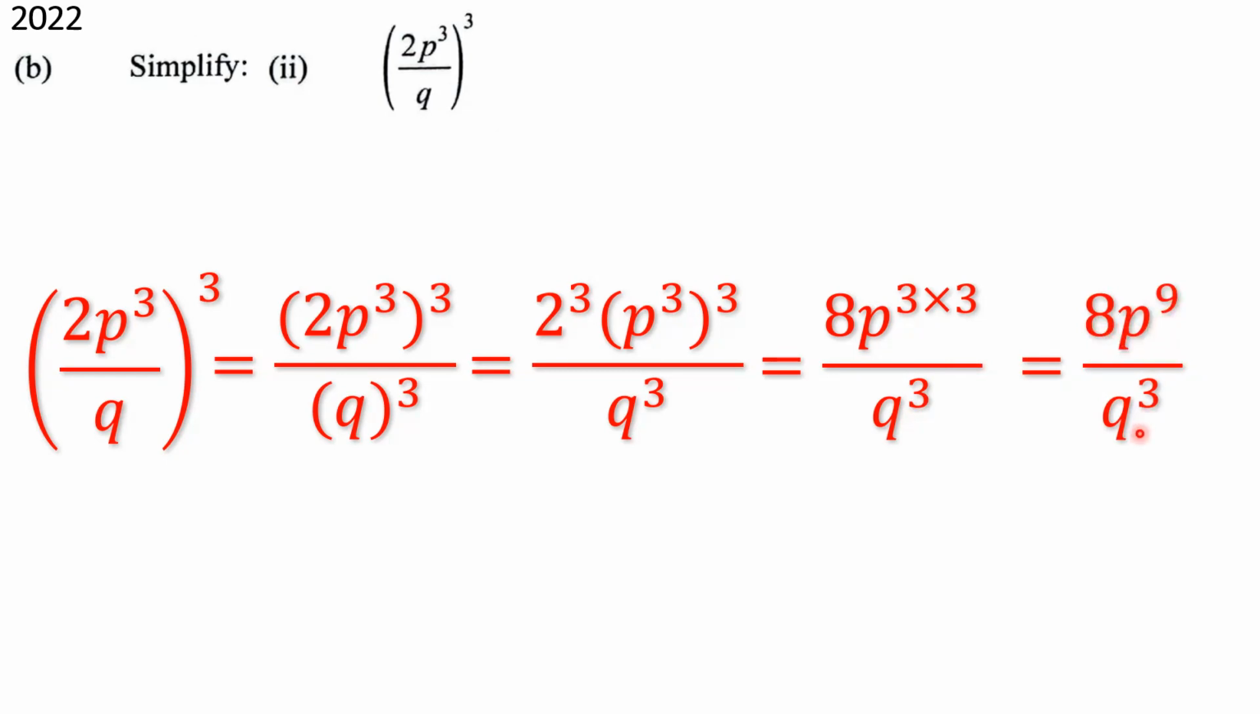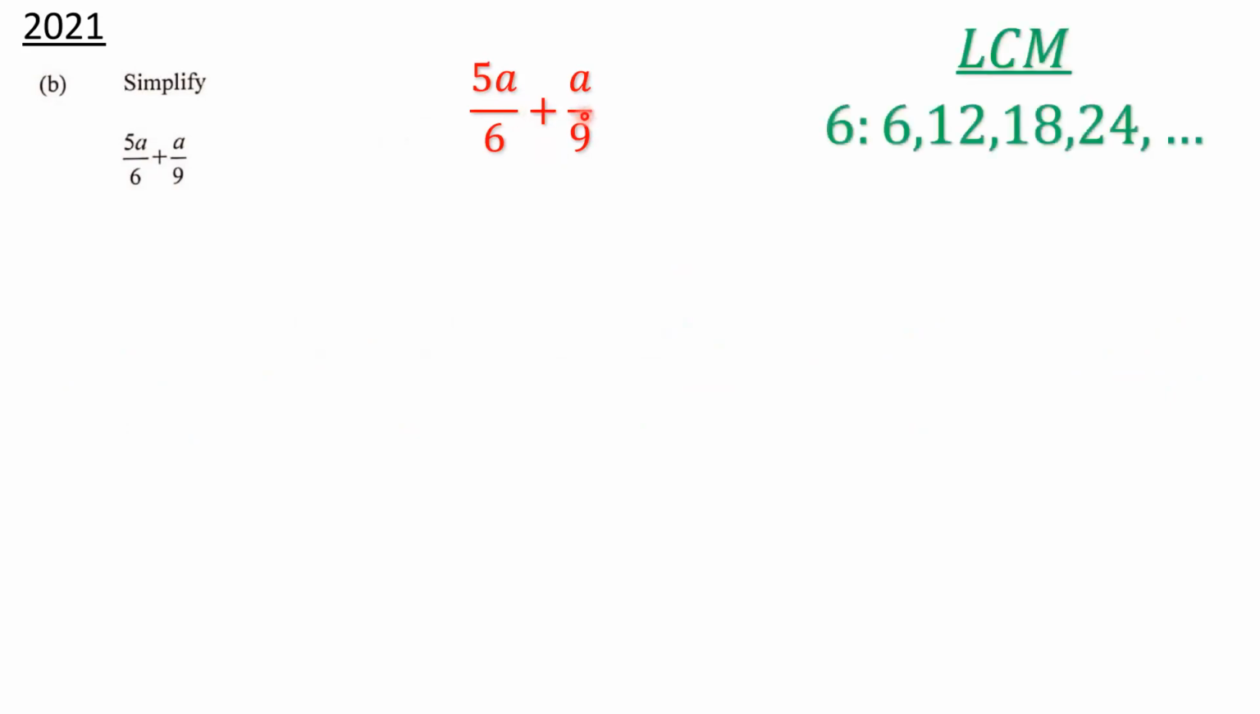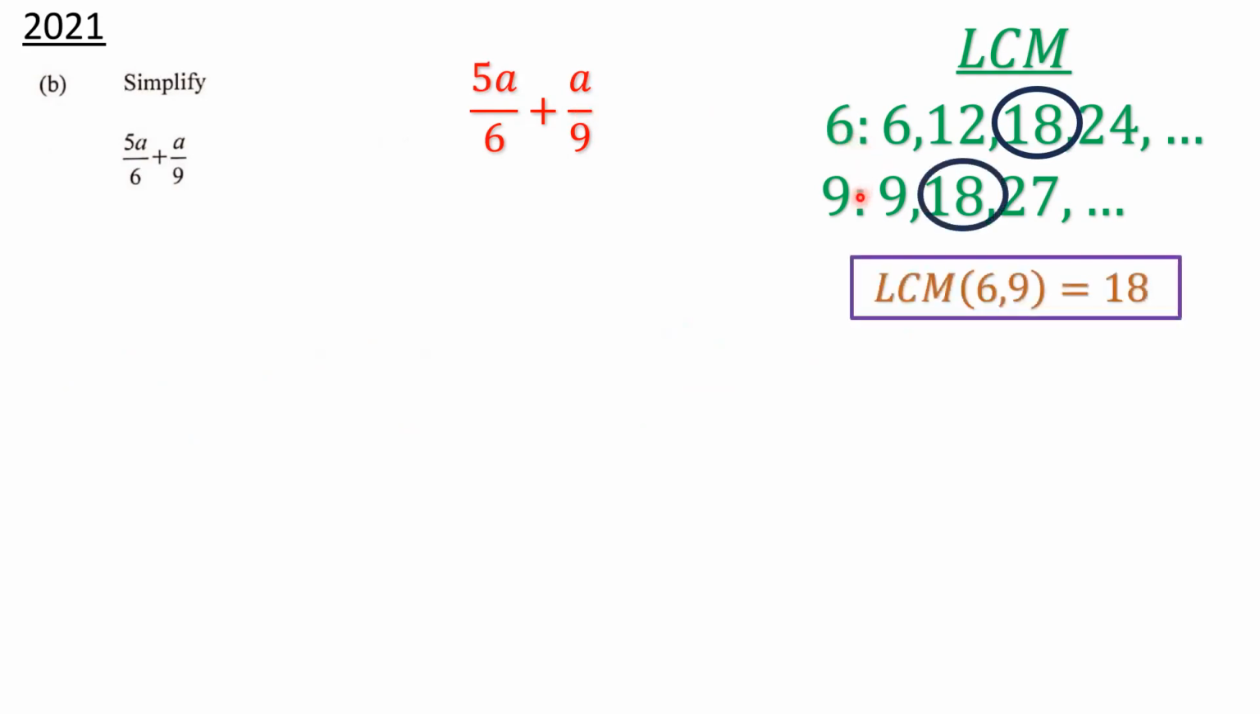Okay, and that brings us to the next question, which is we have to add these two fractions. We have 5a divided by 6 plus a over 9. What we're going to do is find the LCM of 6 and 9. So we list the multiples of 6, we list the multiples of 9. Indeed, the lowest common multiple of 6 and 9 is definitely 18.